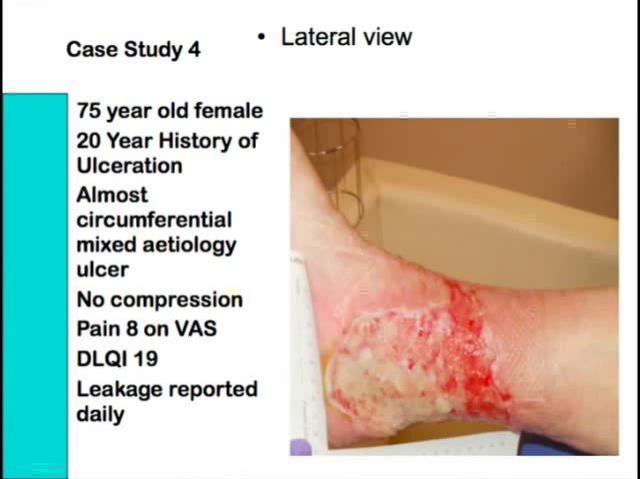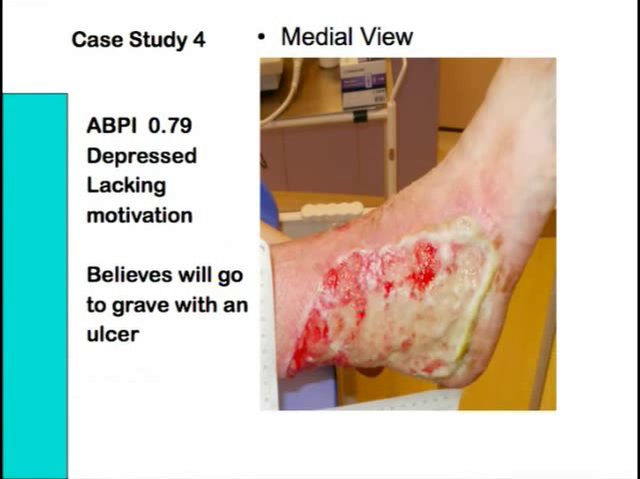The last case study is a 75-year-old female with a 20-year history of ulceration, almost circumferential, mixed etiology ulcer. No compression had been used. She reported her pain as 8 on a visual analogue scale, DLQI of 19, and leakage was reported as a daily issue for this patient. The ABPI was 0.79. The patient was depressed and lacking significant motivation. Believes will go to her grave with an ulcer as it's been such a significant problem.